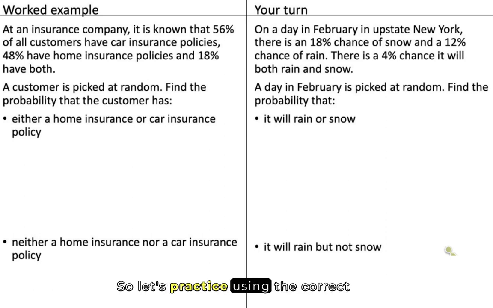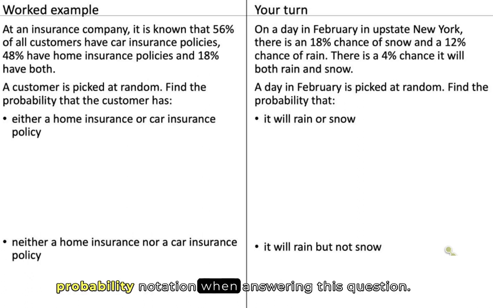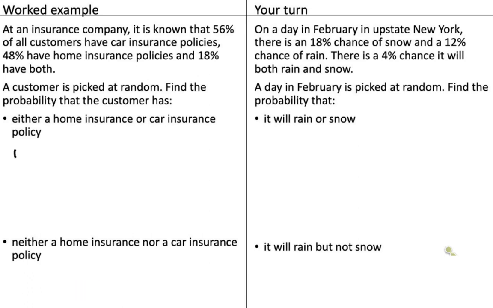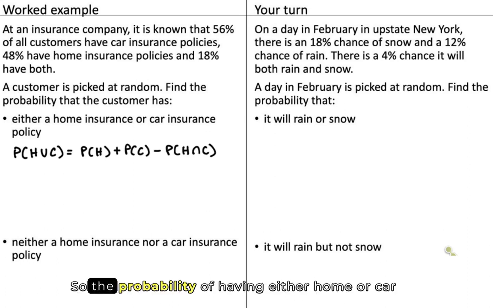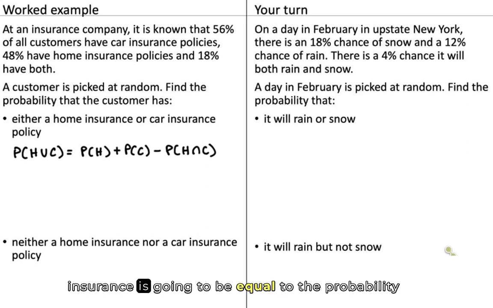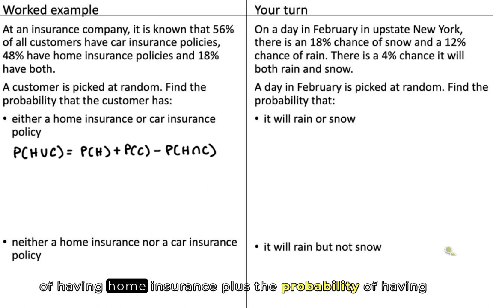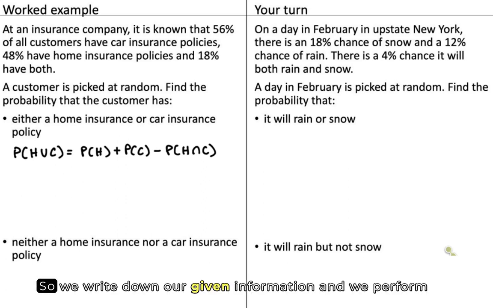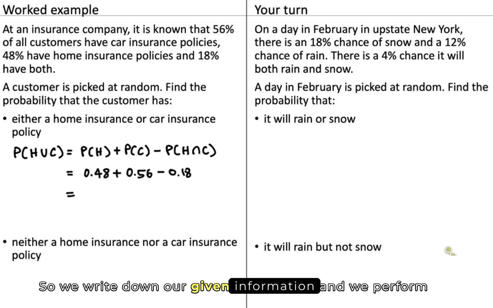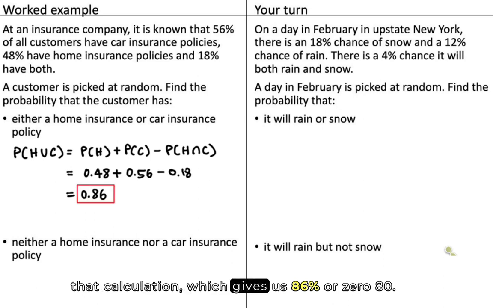So let's practice using the correct probability notation when answering this question. Here's what that would look like. So the probability of having either home or car insurance is going to be equal to the probability of having home insurance plus the probability of having car insurance minus the intersection. So we write down our given information and we perform that calculation, which gives us 86% or 0.86.